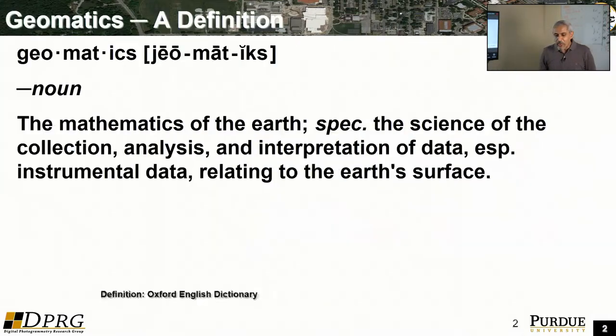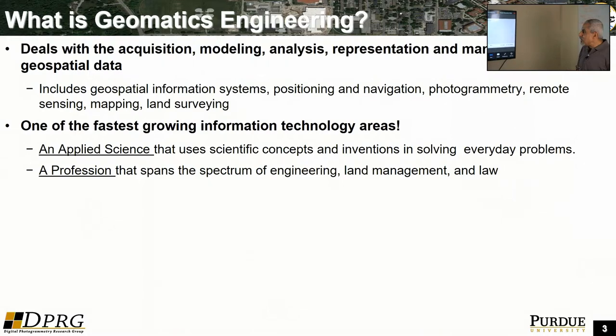Let's start with the dictionary definition of geomatics engineering. Geomatics engineering is the science dealing with the mathematics that describes the shape of the Earth, or the analysis of any data collected on the Earth's surface. Another definition says we are acquiring, managing, or modeling data about the Earth's surface. One example is Google Maps. These are data collected by high-resolution satellite imaging systems moving around the Earth, and these are one of the data sources we use for geomatics engineering.